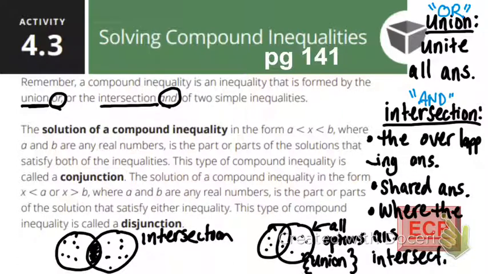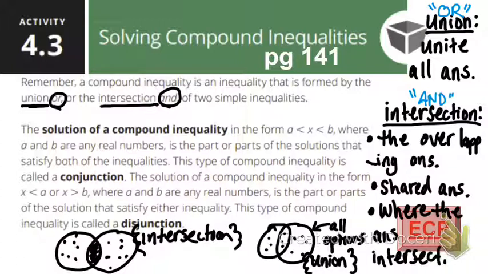So our union, our intersection. So that's kind of a little visual way for us to think about union and intersection. So let's keep going. It says that the solution of a compound inequality in the form A is less than X, which is less than B, where A and B are any real numbers, is the part or parts of the solution that satisfy both of the inequalities.